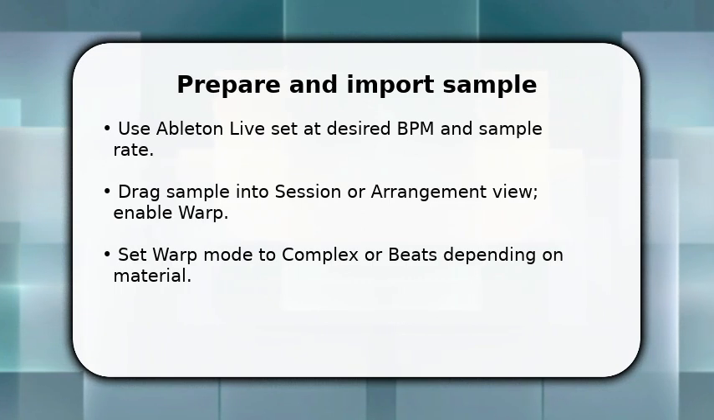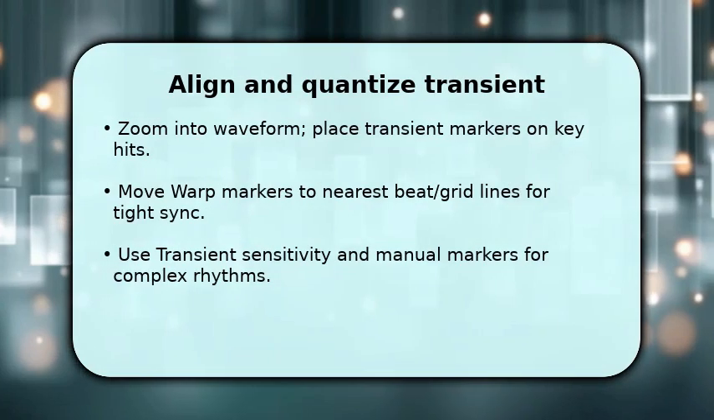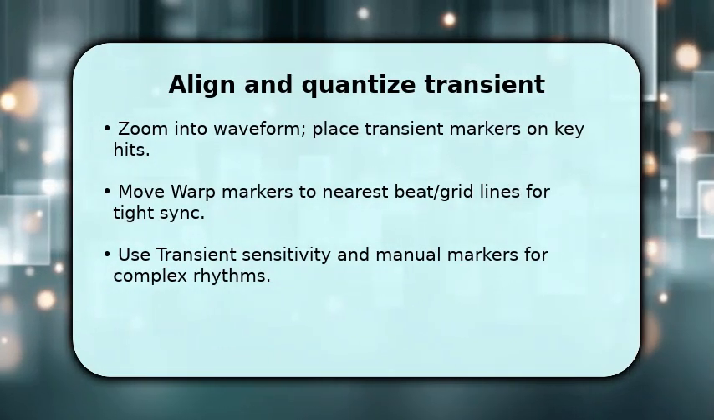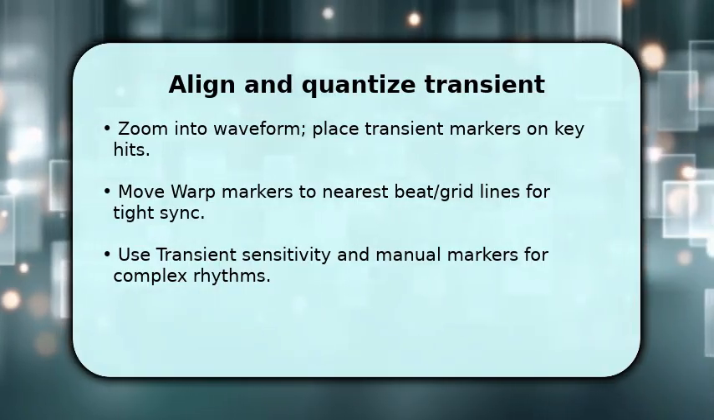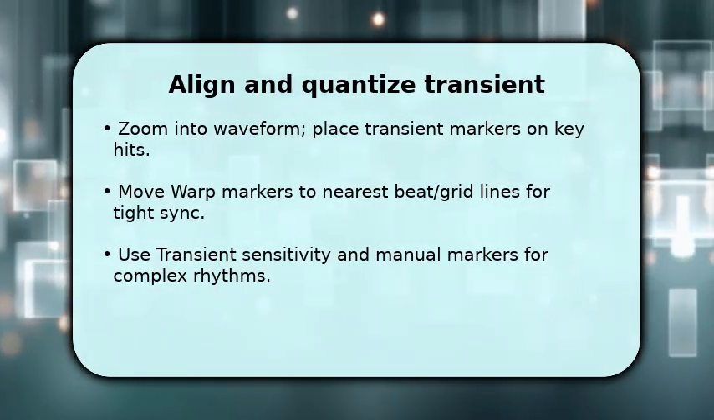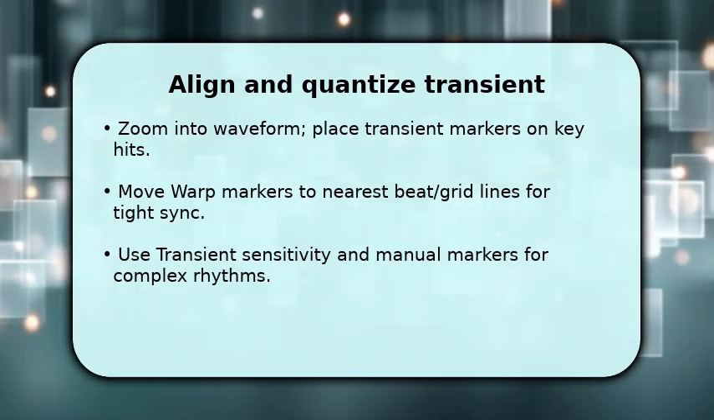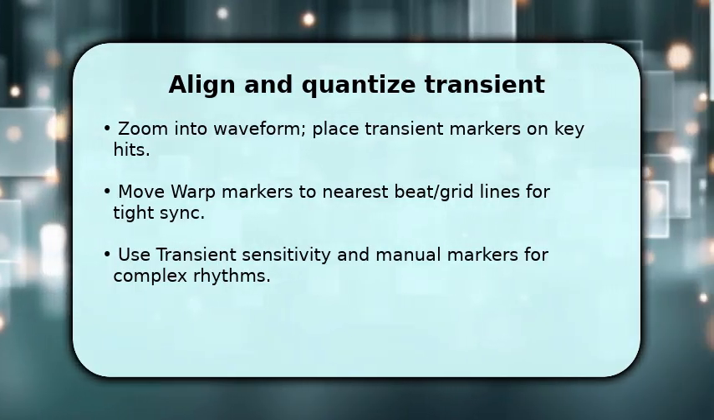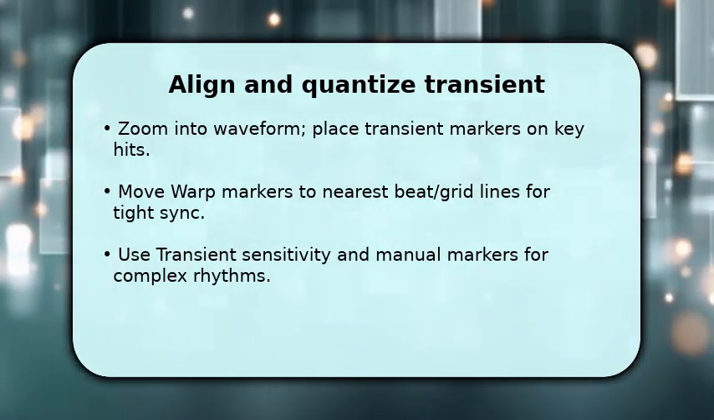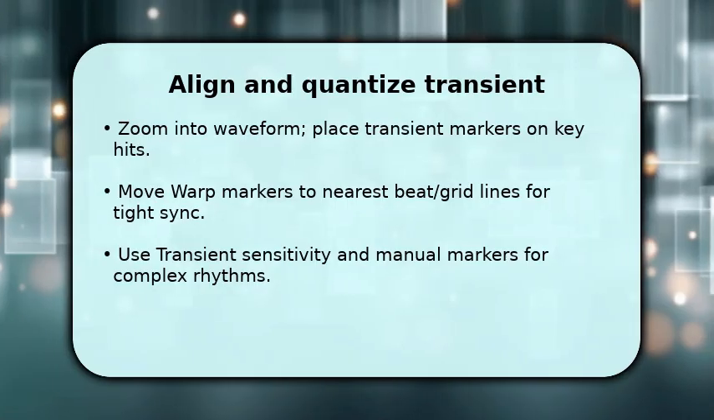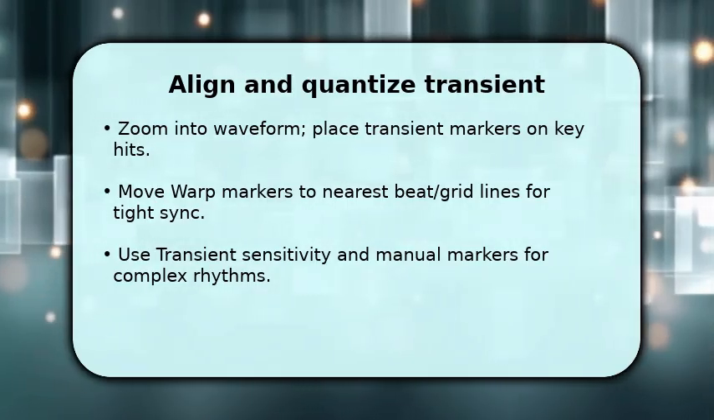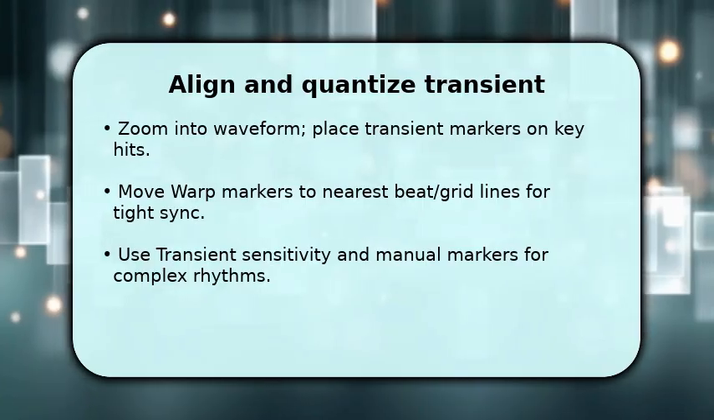Now focus on the detailed alignment. Zoom into the waveform and add transient warp markers on the main hit so Live won't stretch everything globally. Once markers are set, drag those markers to the nearest grid lines or bars to lock each event to your project tempo. For rhythmic samples, choose Beats mode and set groove timing later. For melodic audio, use Complex.